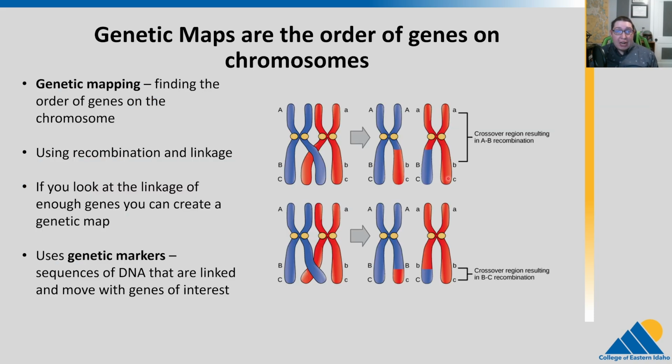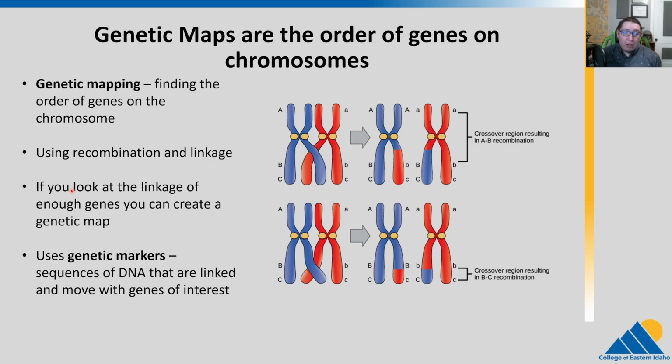So remember, genetic maps are an order of genes on chromosomes. So genetic mapping is just finding that order of genes on chromosomes. And that was done initially using recombination and linkage. So understanding that two genes were linked showed us that they were closer than another gene. So this could be done by either looking at the physical traits themselves or using what we call genetic markers.